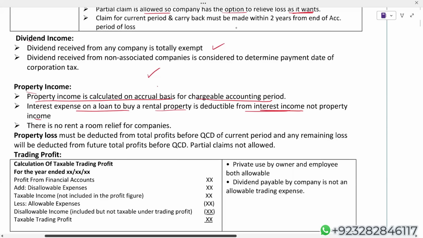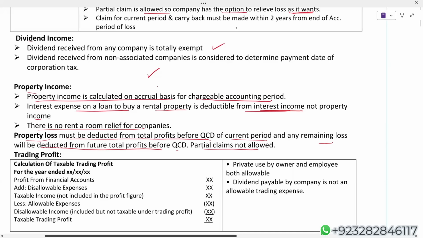There is no rent-a-room relief for companies. Property loss must be deducted from total profit before qualifying charitable donation of the current period, and any remaining loss will be deducted from future total profit before QCD. Partial claim is not allowed. How to utilize the property loss?